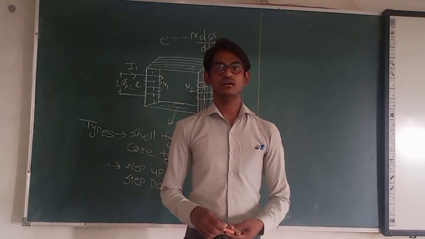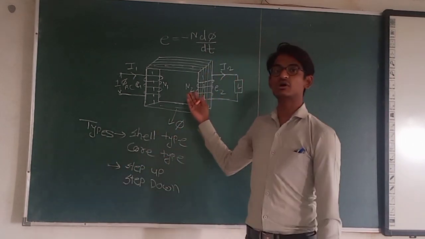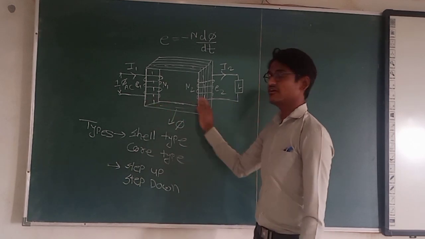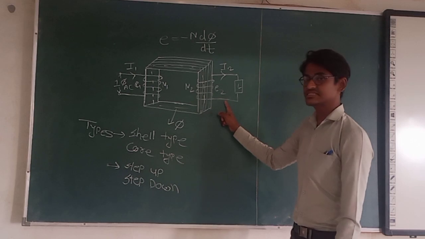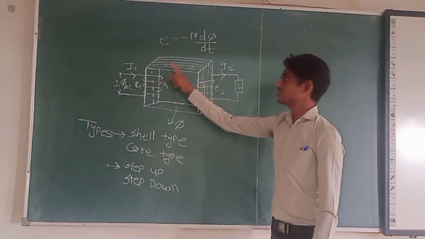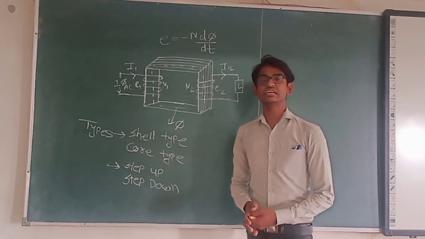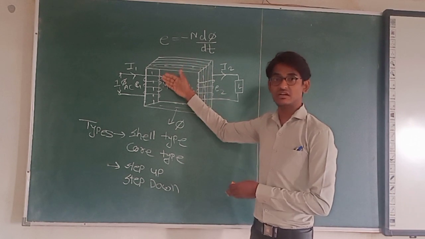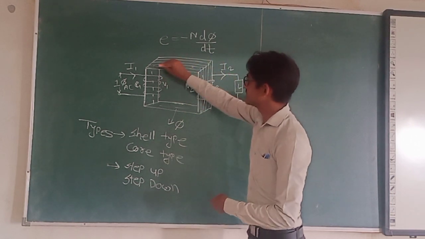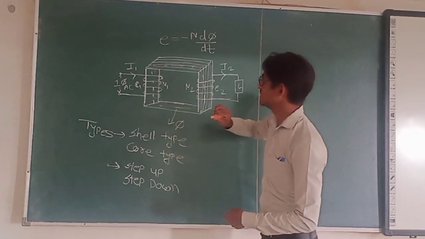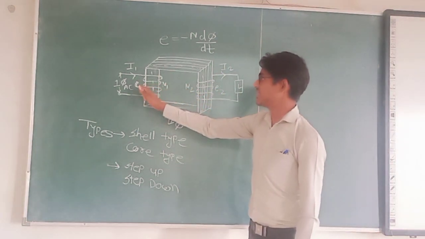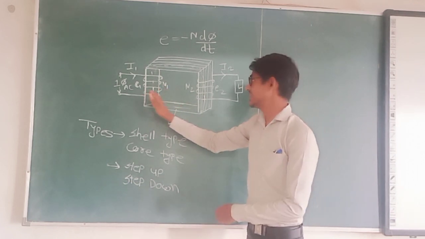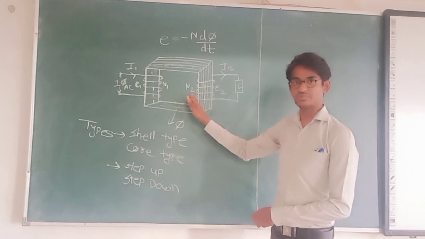So let us go with the basic construction of the transformer. As we know, there are two windings in a transformer. The first one is the primary winding and the second one is the secondary winding, which are wound on the iron core. The iron core is nothing but a stamping of iron core plates, which are laminated from each other. In the iron core, the primary winding has N1 number of turns, and on the secondary side there are N2 number of turns.